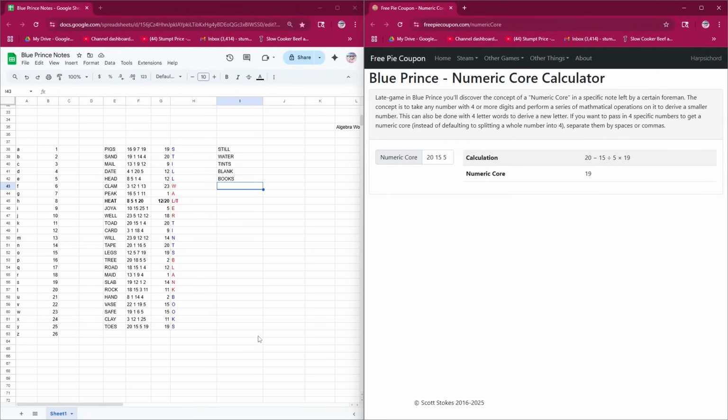All right. What you can see over here is all of the different words that were on there. This is the order that they're in if you went left to right and then top to bottom. And these are the letters that correspond with the cores that I got out of those combinations of numbers. And those correspond to these letters, which then correspond to the phrase "still water tints blank books."